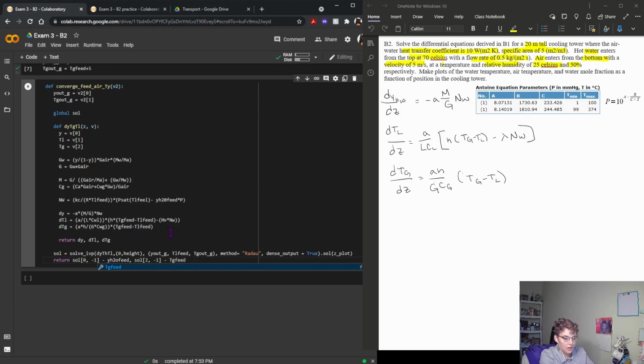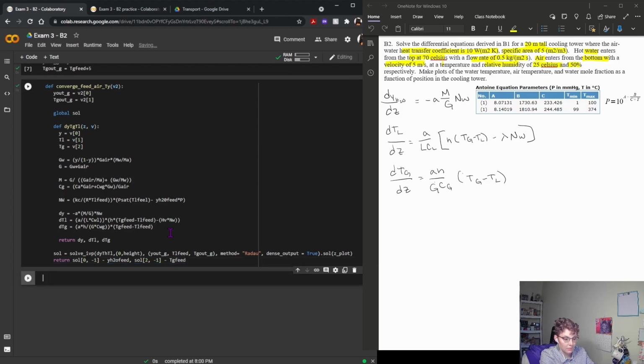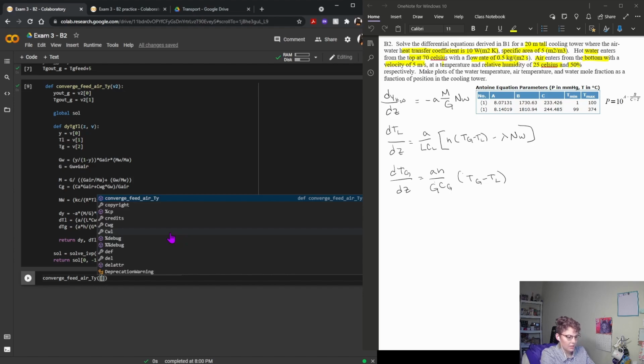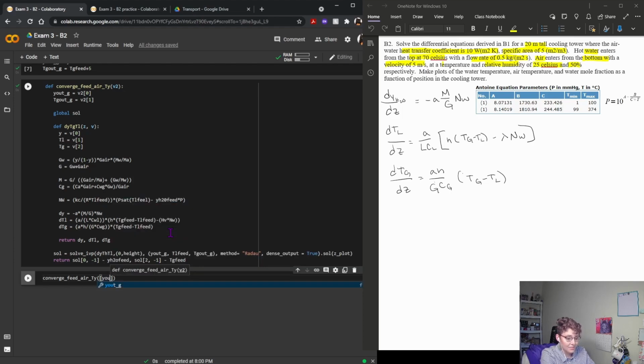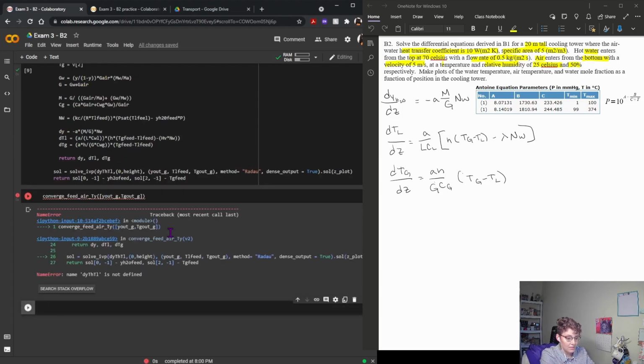And so that should give us a product of close to 0. So we can go ahead and quickly test how this is running by inputting our initial guesses as our inputs. And then let's see what we get.